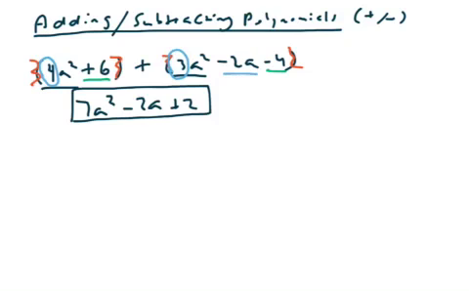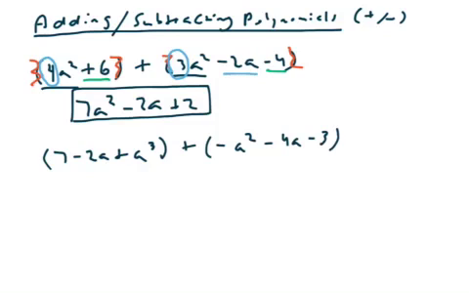Now, let's look at one more here. And maybe your stuff is kind of jumbled around. So maybe I have (7 - 2a + a cubed) plus (negative a squared - 4a - 3), and I want to combine them.